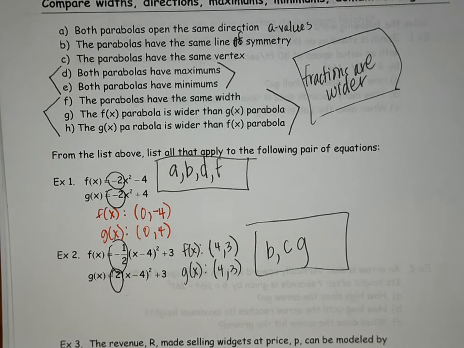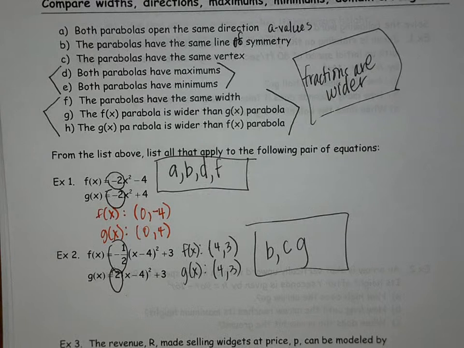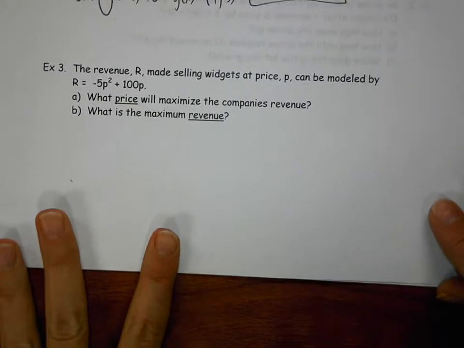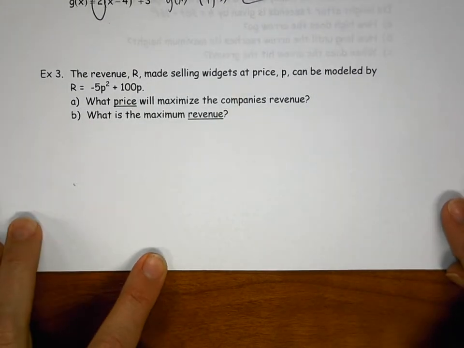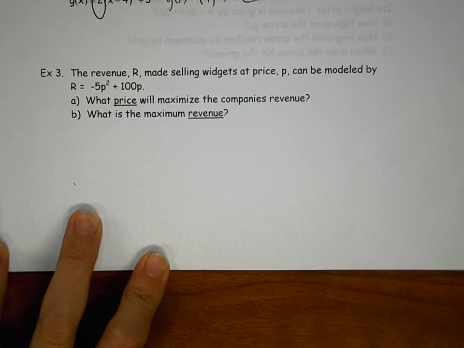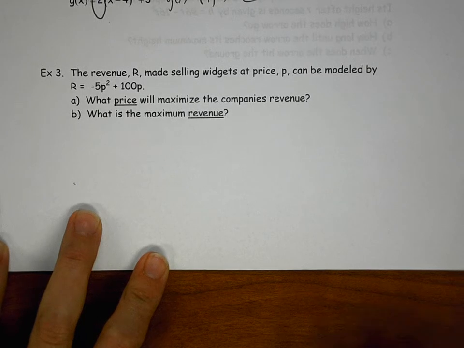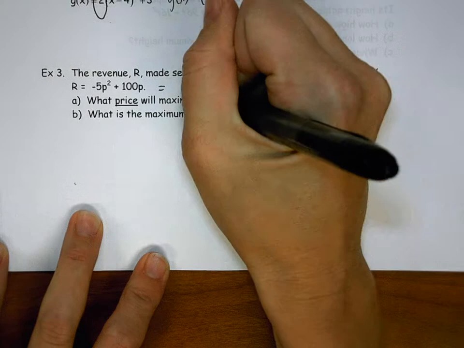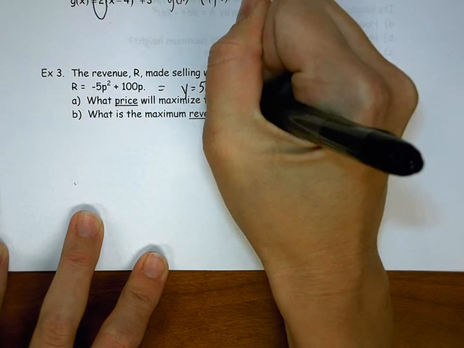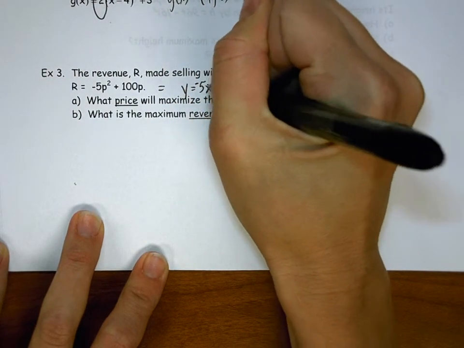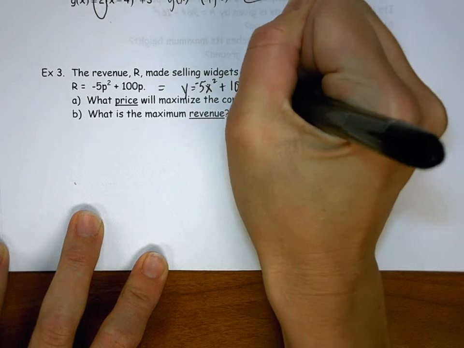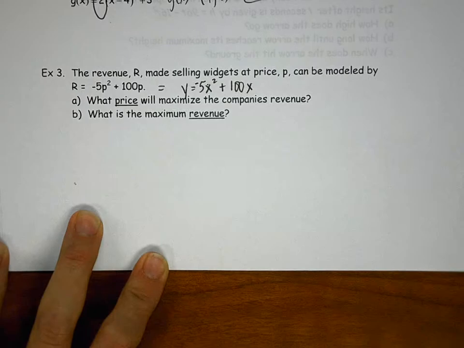All right, example 3 now is totally different. The revenue R made selling widgets at price P can be modeled by R equals negative 5P squared plus 100P. What I like to do is change this to be Y equals negative 5X squared plus 100X, because I just feel like X's and Y's make more sense to me. I understand which one's going up and down and right and left and so on.